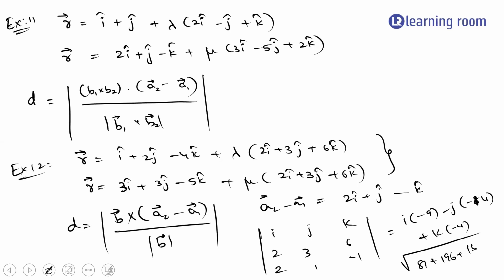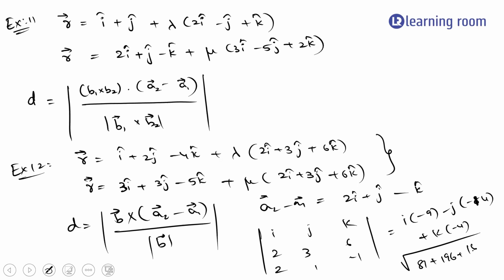Sir, 293. Then that is the answer. 293 is given. 293 by 7 is the answer. Yes, sir, got it.